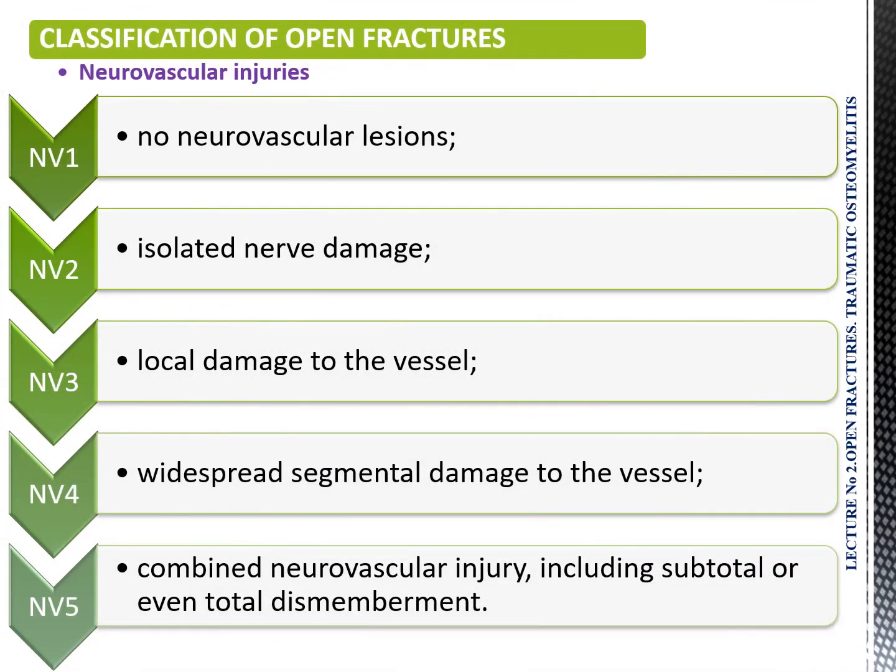The next section of the international classification is the classification of neurovascular injuries. NV1 is a situation where there is no neurovascular damage. NV2 is an isolated injury to one nerve. NV3 is a local damage to the vessel. NV4 is a common segmental vascular injury, in which the nutrition of a sufficiently large segment of our musculoskeletal system is disrupted. And NV5 is the most severe, it is a combined neurovascular injury, including subtotal or even total separation.